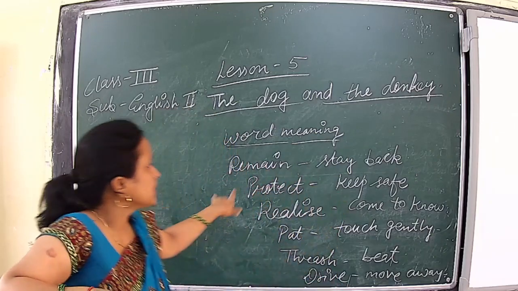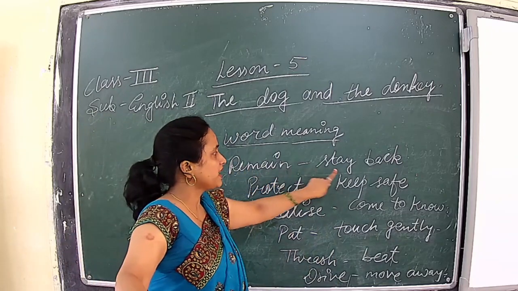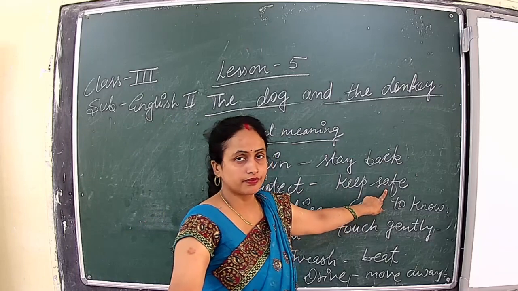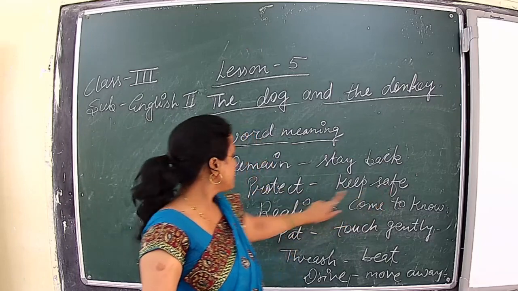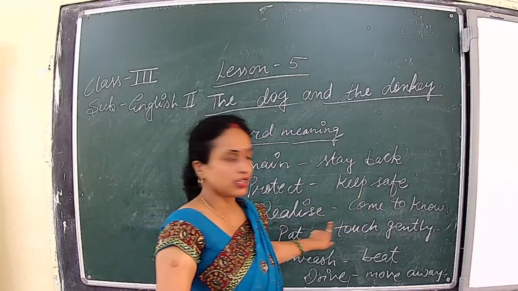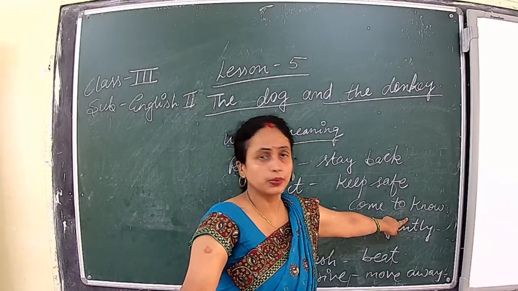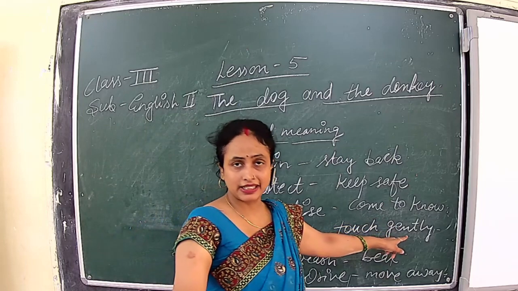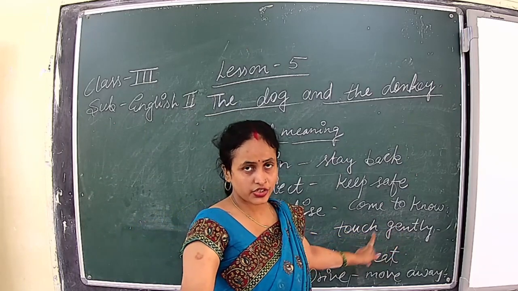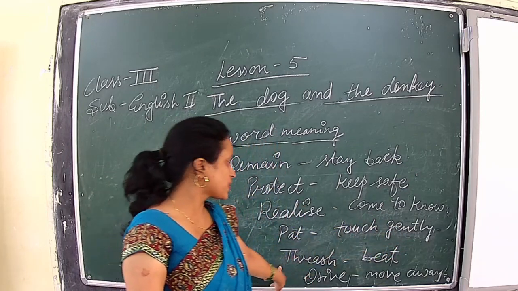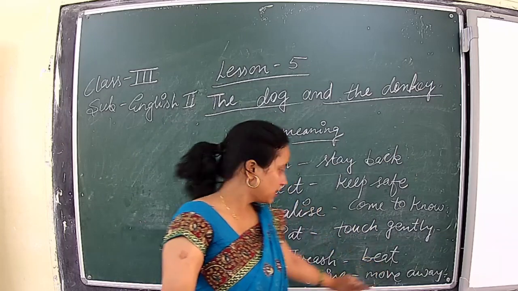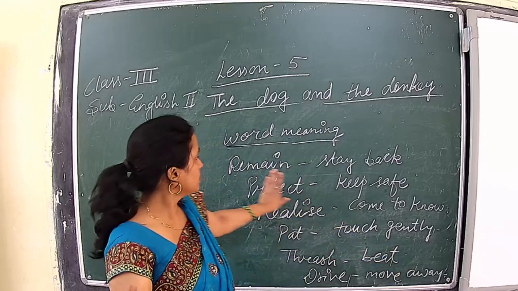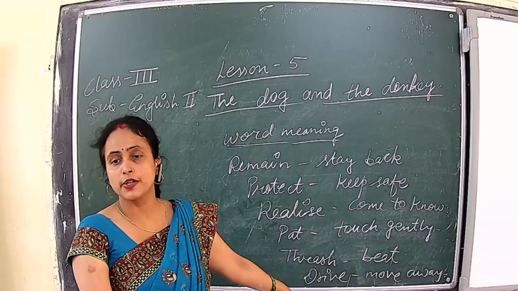So these are the word meanings. Remain means stay back. Protect means keep safe. Realize means come to know. Touch means touch gently. Crash means beat. Rise means move away. Like this you have to learn the word meanings.